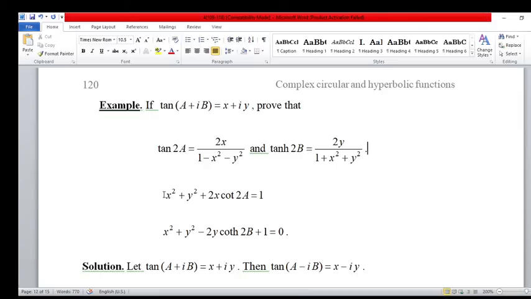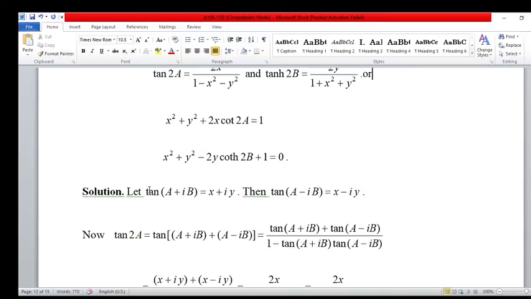Or x square plus y square plus twice x cot 2a is equal to 1, and x square plus y square minus twice y cot hyperbolic twice b plus 1 is equal to 0. Now solution, we have here tan a plus ib is equal to complex number x plus iy, and their conjugate tan a minus ib is equal to x minus iy.